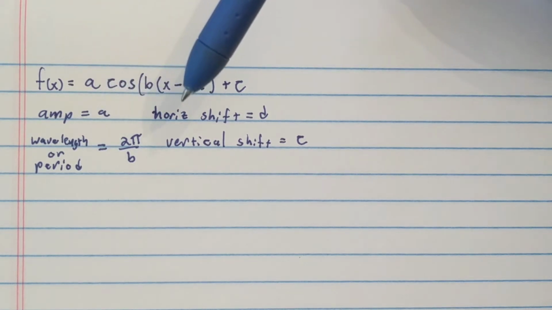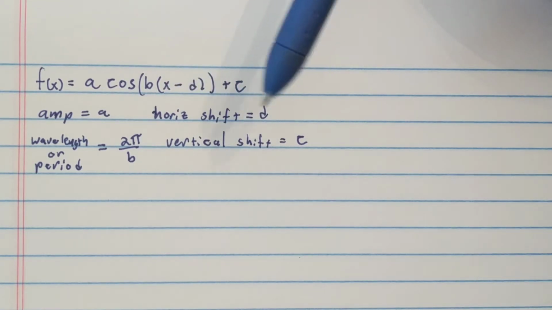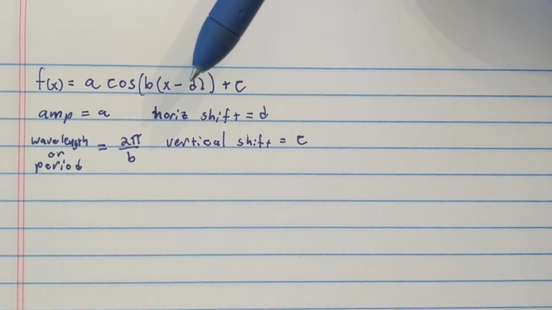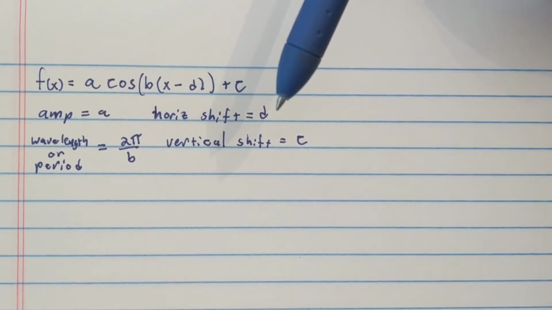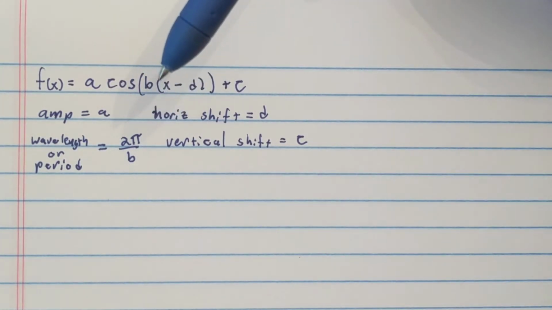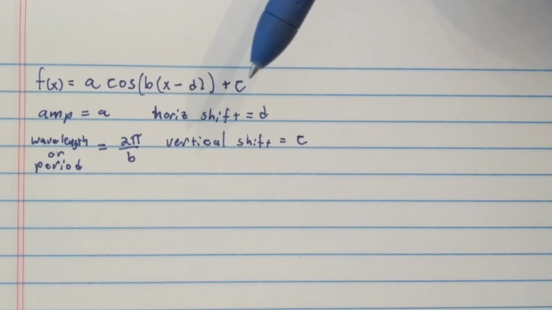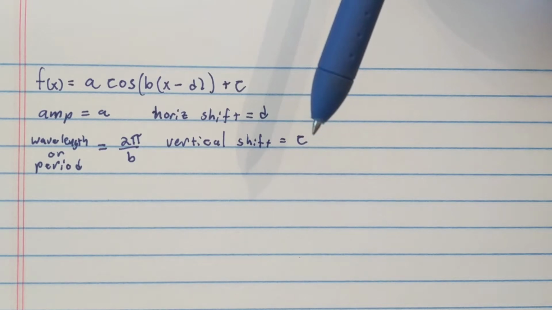That's fine. Horizontal shift, this is going to be shifting your function to the left or right. That's actually d, so it's always the opposite of the number that's in here. So if it's -2, the horizontal shift would be to the +2 direction, or right 2. The wavelength is always 2 pi divided by the coefficient of x, so in this case it's divided by b, and the vertical shift is whatever is added to the outside, so c.